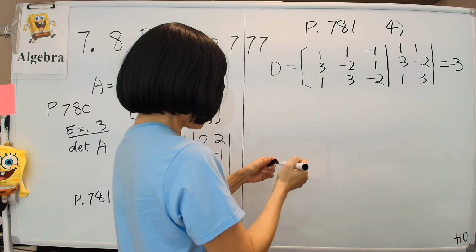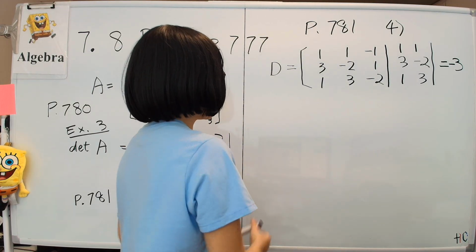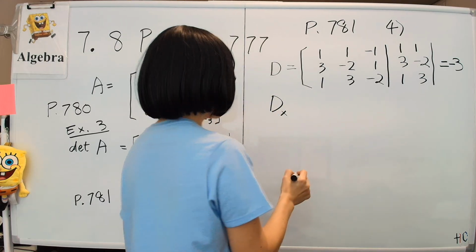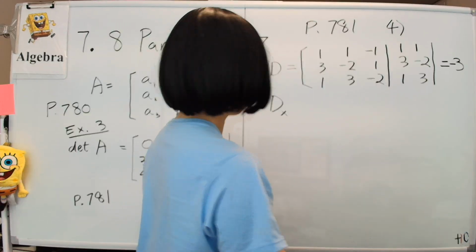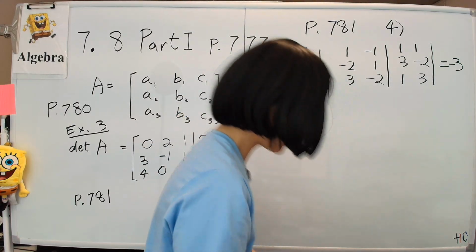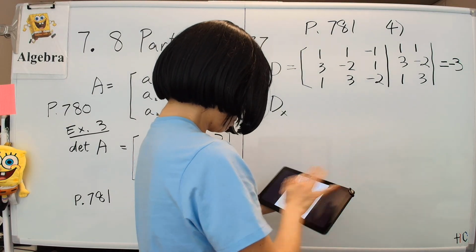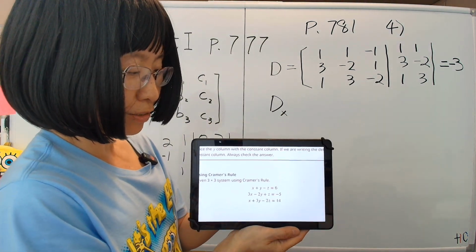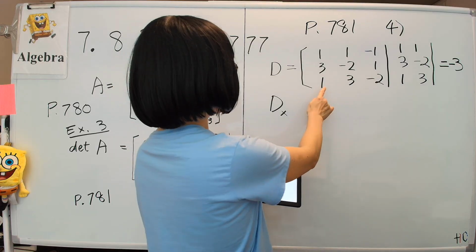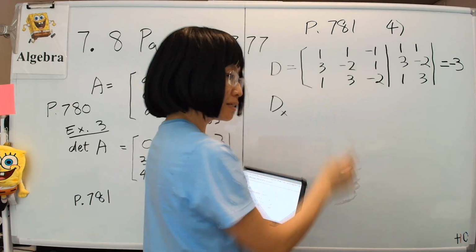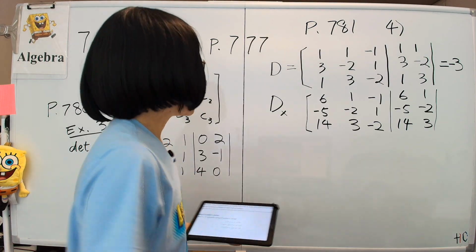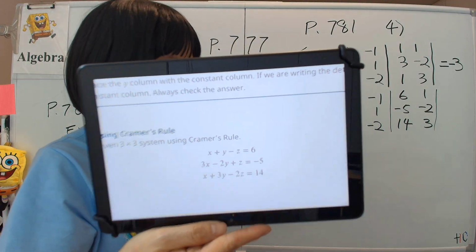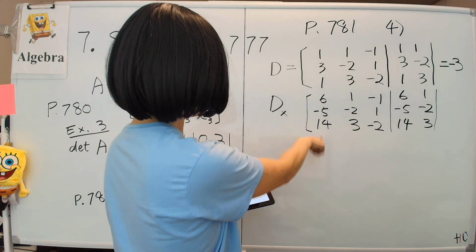All right. So next we are going to calculate dx. And what is dx? Dx is the same matrix, except that we're going to replace the last row of stuff. The last row of things is 6, minus 5 and 14. To calculate x, we'll replace it by the x coefficients. So let me write that down: 6, minus 5 and 14. That is the last row of numbers, the numbers on the end here.